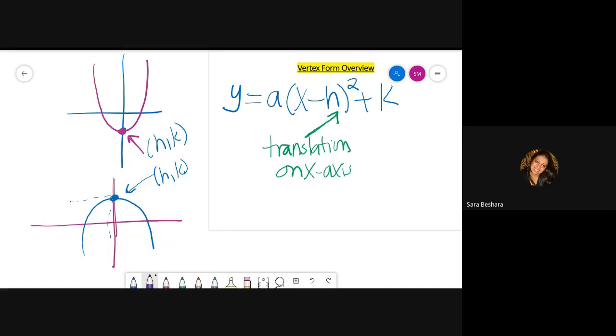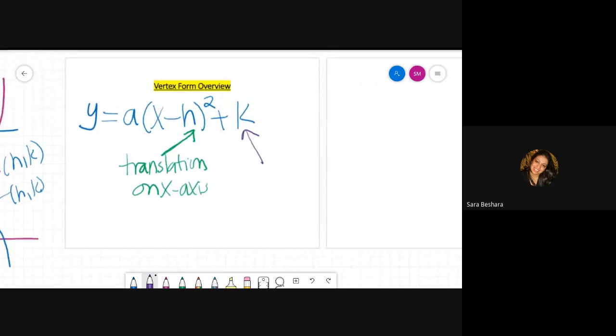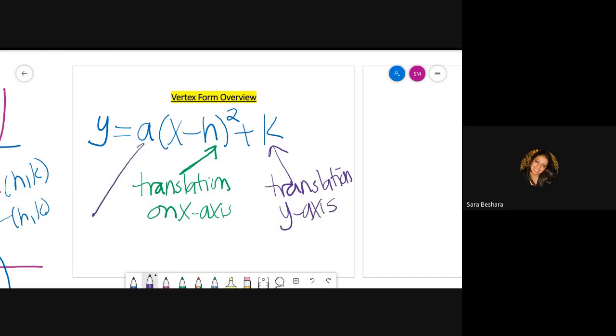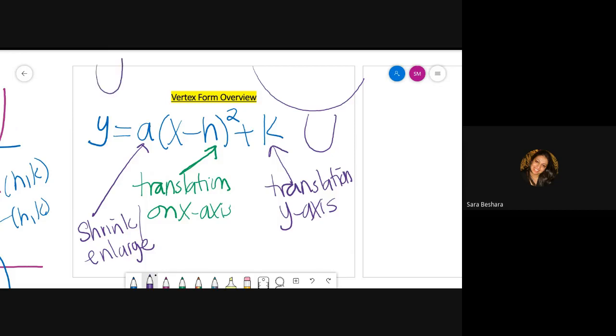The k is, let me just move this way and zoom in a little bit so you can all see it. It's the translation on the y-axis. And then a is the shrink or enlarge of the parabola, which means some parabolas can look really wide and some can look really narrow. How do I know if it's a really wide parabola or a narrow parabola? A tells you. It also tells you whether it looks up or down.